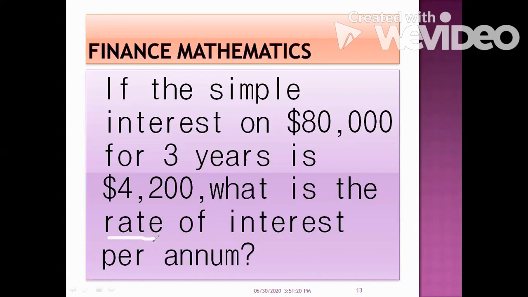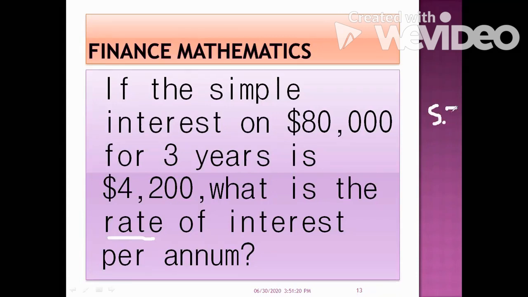So what we're going to do, by the way, there are two approaches to this question. To me, I'm going to use a simpler approach, and that is that we're going to use the formula. What formula go again? SI is equal to PRT all over 100.